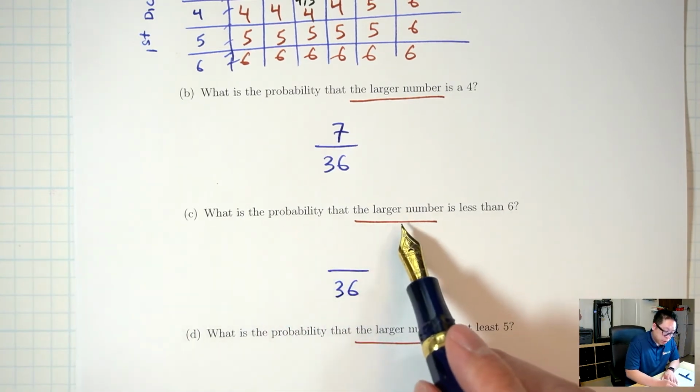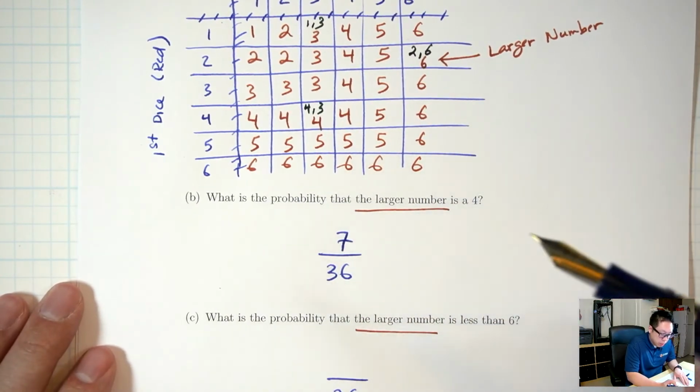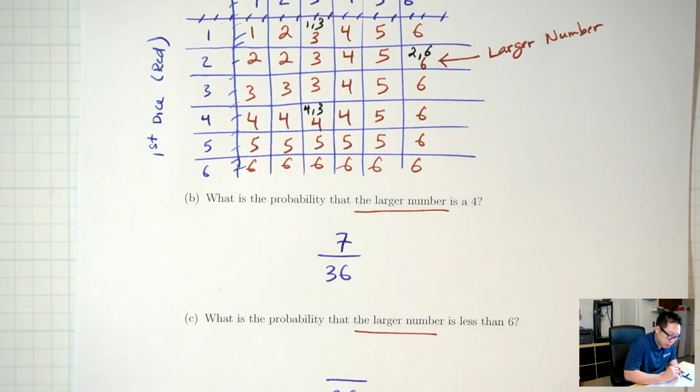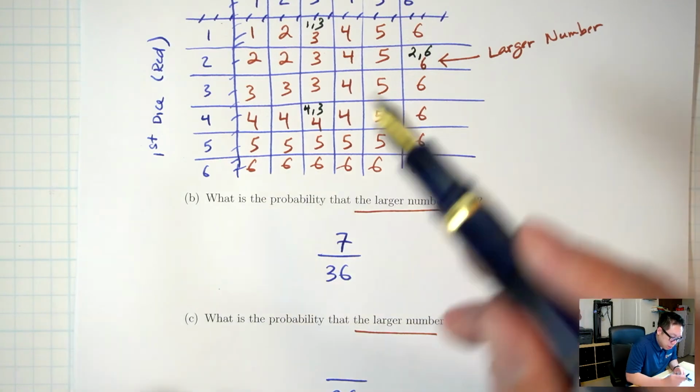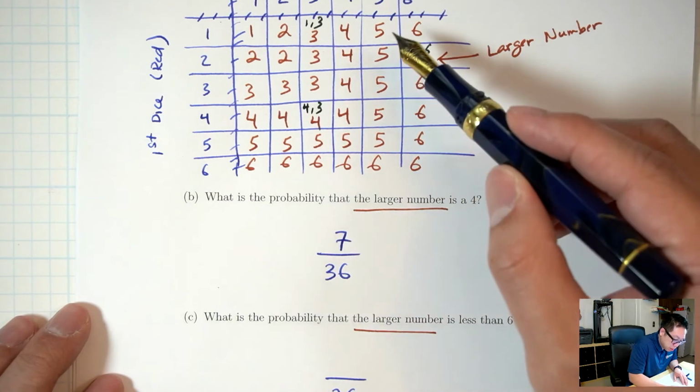What's the probability that the larger number is less than 6? So we're looking at the red numbers here. How many of them are less than 6? Less than 6 means don't count 6. So it's these 5s, these 4s, these 3s, these 2s, and these 1s. So that's actually a lot.